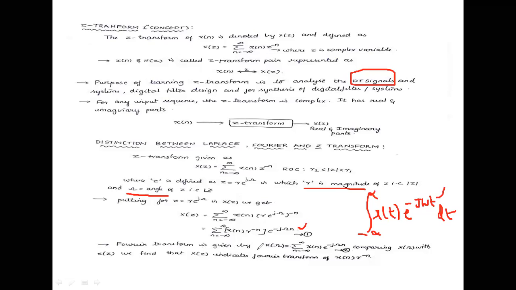So the Fourier transform is given by X of omega equal to the sum over n from minus infinity to infinity of x of n e to the power minus j omega n. Comparing X of omega with X of z, we find that X of z indicates a Fourier transform of x of n r to the power minus n.